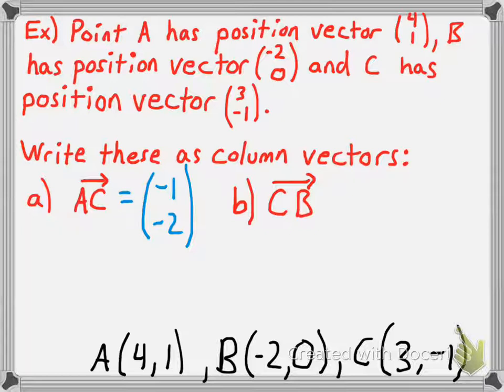Then for vector CB, we're starting at C, we're ending at B, so we're going to do the coordinates of B minus the coordinates of C and get negative 5, 1. Negative 2 minus 3, 0 minus negative 1.